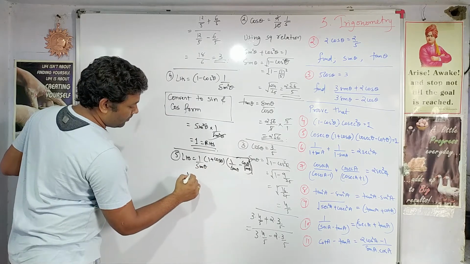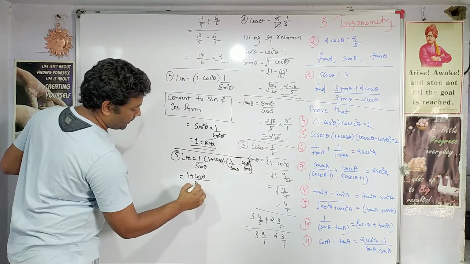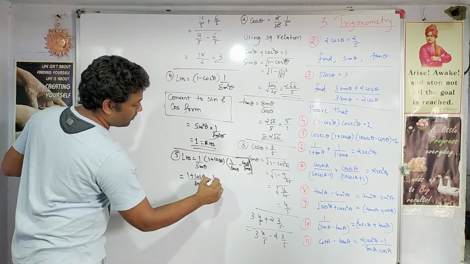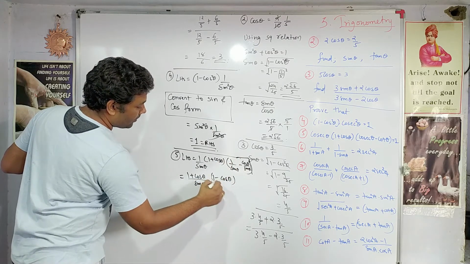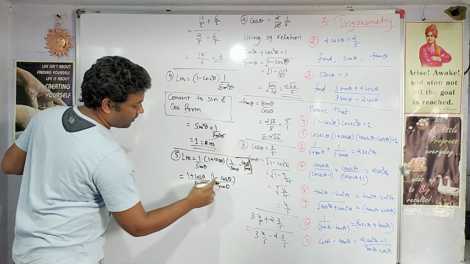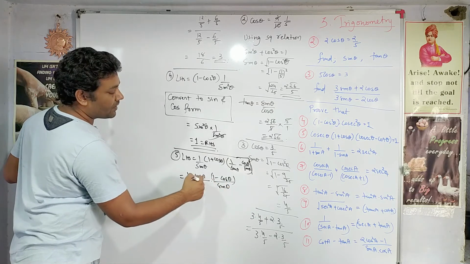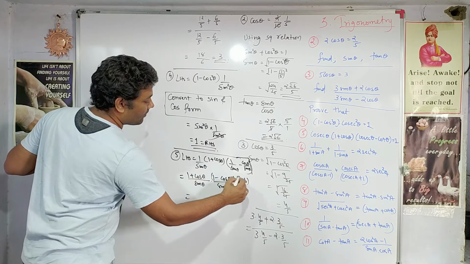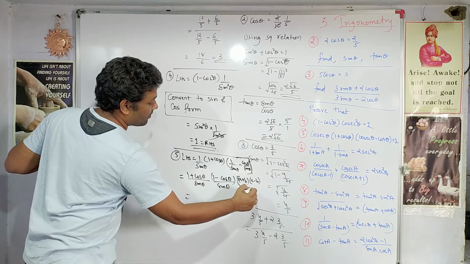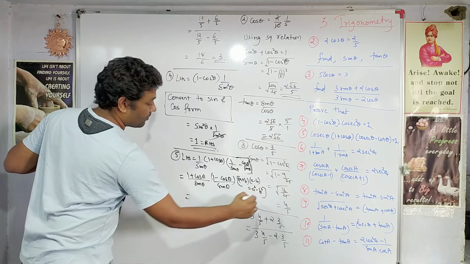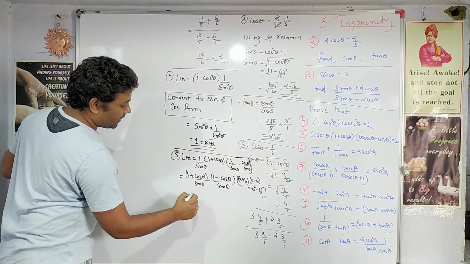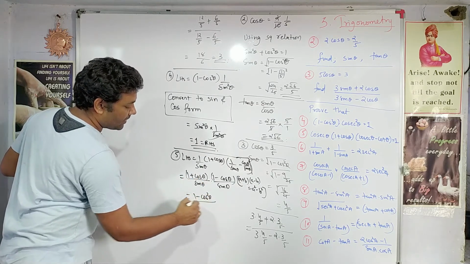So (1 plus cos theta) upon sine theta multiplied by, here the denominators are same, so the numerator can be combined, right, upon sine theta. This is in multiplication. The numerator resembles (a plus b)(a minus b). So what is the formula of (a plus b)(a minus b)? A square minus b square. If we use this identity in the numerator, the numerator becomes a square minus b square.